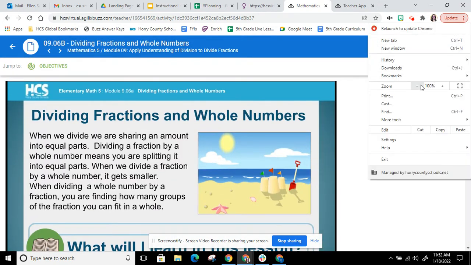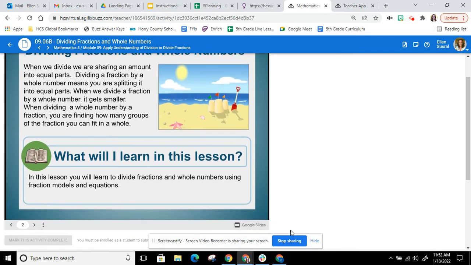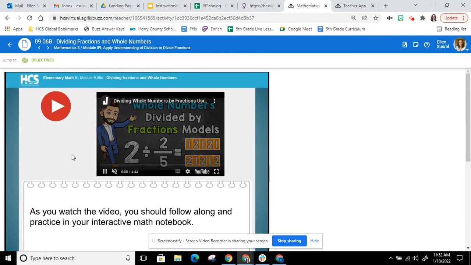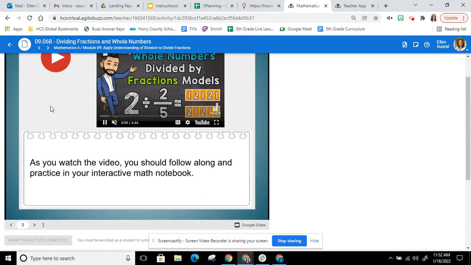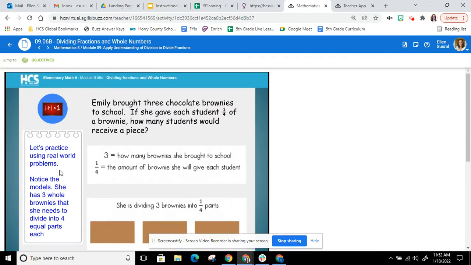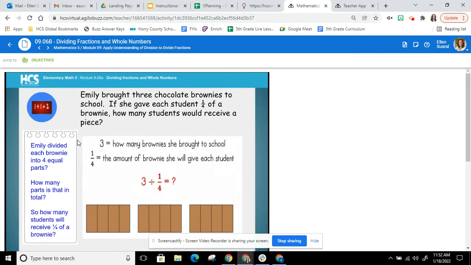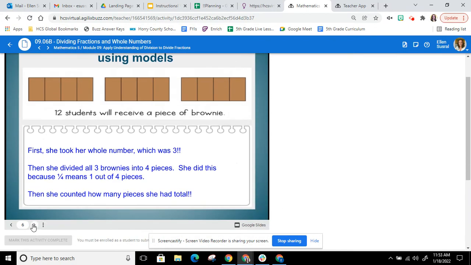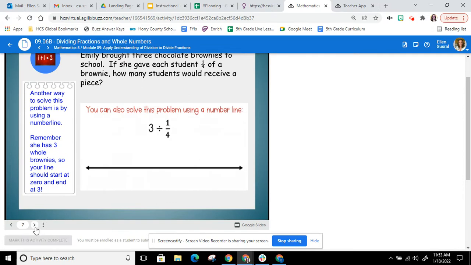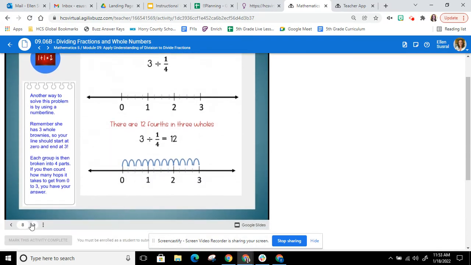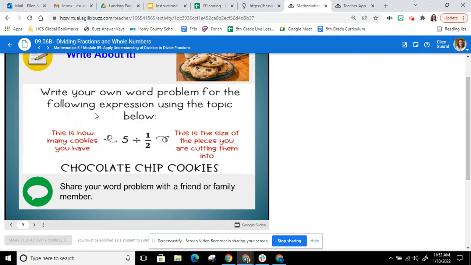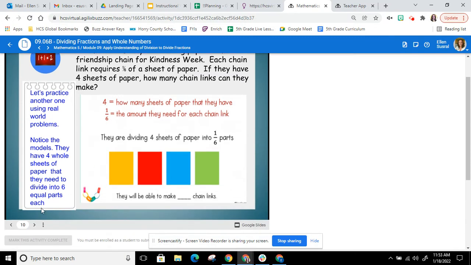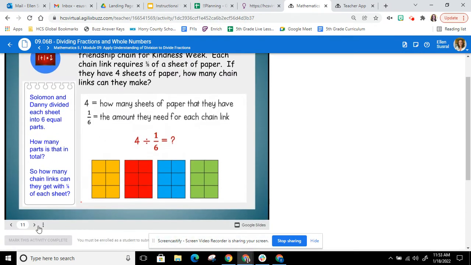Make my screen a little bit smaller. So, you're going to go through all slides. It's going to go through examples of how to use the models, examples of how to use number lines. So make sure you go through all pages of this lesson. There's a write about it activity that you can practice with. Lots of practice opportunities.